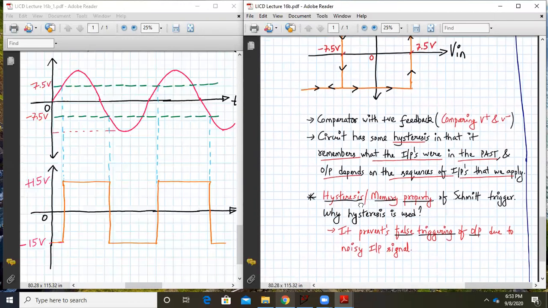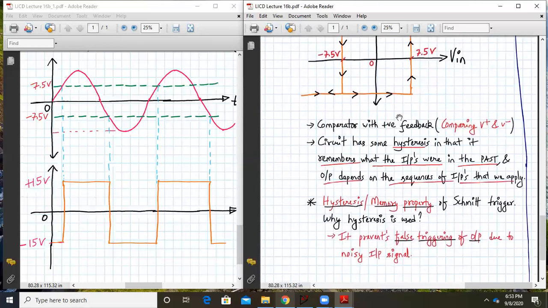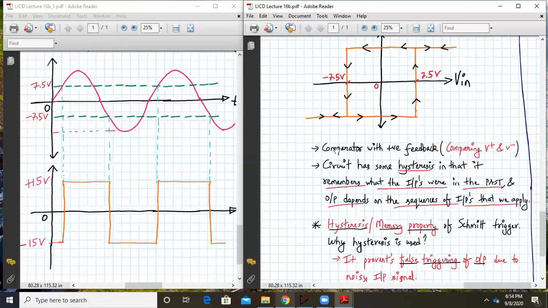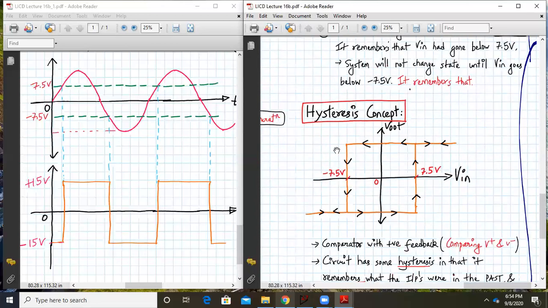So your comparator with positive feedback will be comparing your two voltage levels, that is V plus and V minus. This is how the hysteresis will prevent false triggering of the output due to a noisy input signal. The noise signal is normally not so large, it's not varying at such a high amplitude, right? So false triggering will be completely avoided in this Schmitt trigger circuit. Hence it converts any regular shape waveform into a square wave or a rectangular pulse.